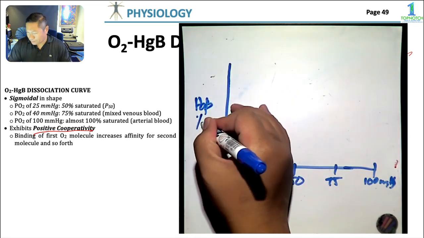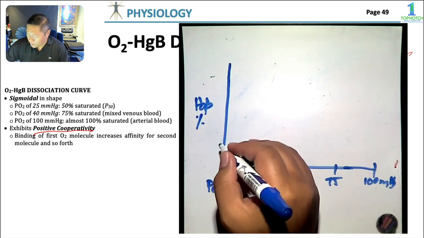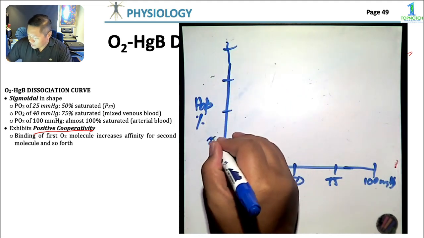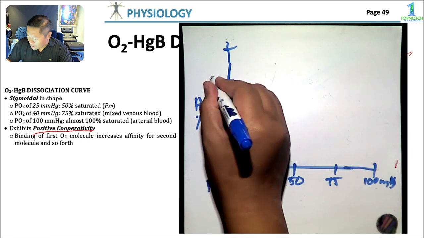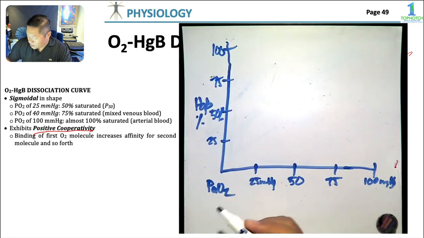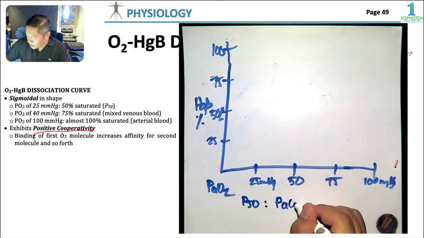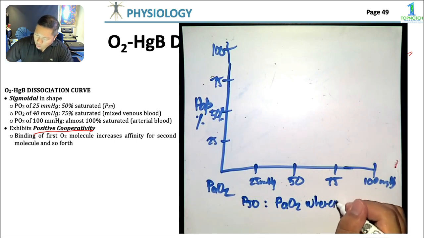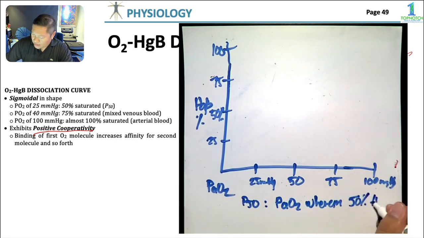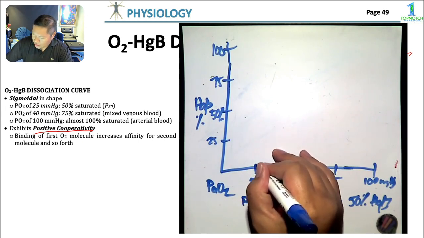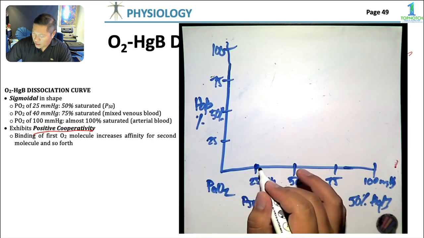Okay? So let's draw an O2 hemoglobin dissociation curve. How will we draw that, Doc? Okay. X-axis, y-axis. Divide into 4 equal parts. Okay? The x-axis is your arterial PO2. Okay? 25 millimeters mercury, 50, 75 millimeters mercury, 100 millimeters mercury. Okay? The y-axis is hemoglobin saturation. Hemoglobin percentage saturation. So you have here, divide it also into 4 parts. Okay? You have here 25% saturated, 50% saturated, 75, 100.